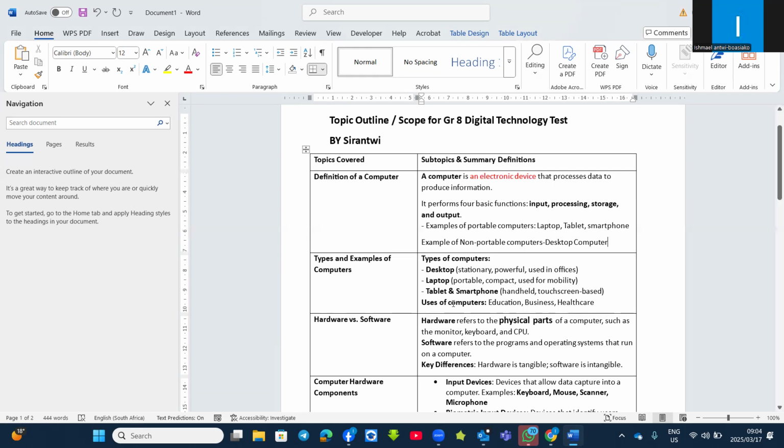Now, you have to also know the uses of computers. We can use computers in education for learning, for research, and also in business. Like when you go to Pick and Pay, they use computers to do business. In healthcare, we also use computers to do various work, to store patients' records and others.